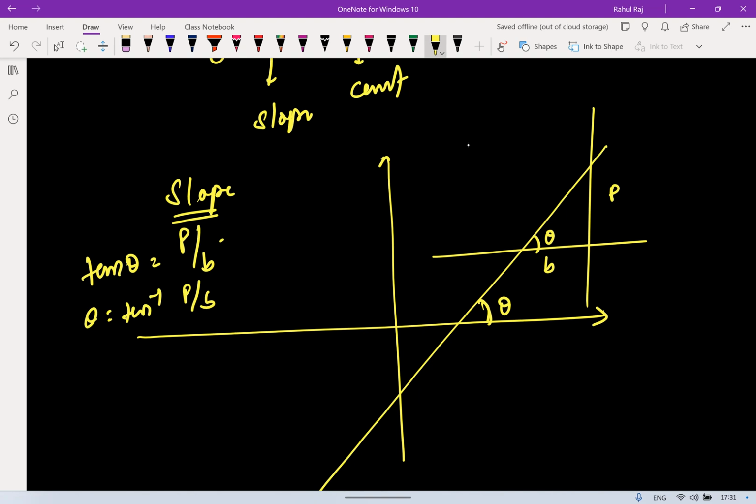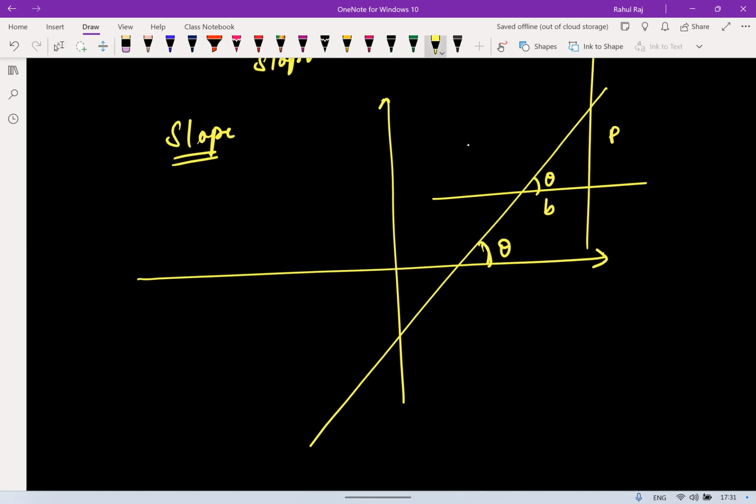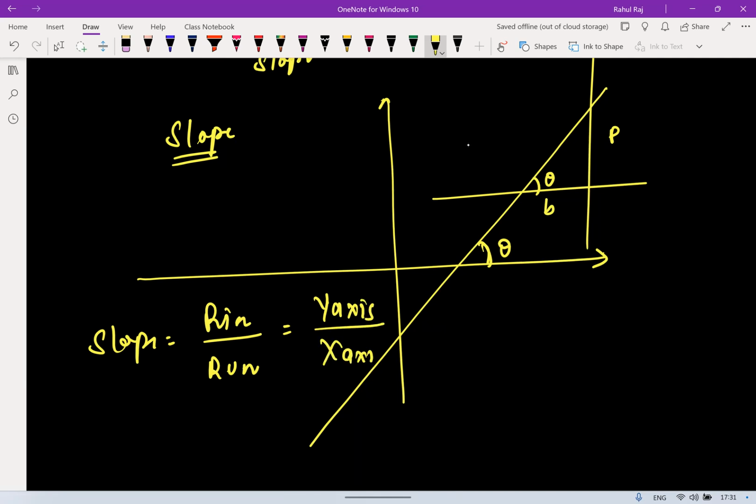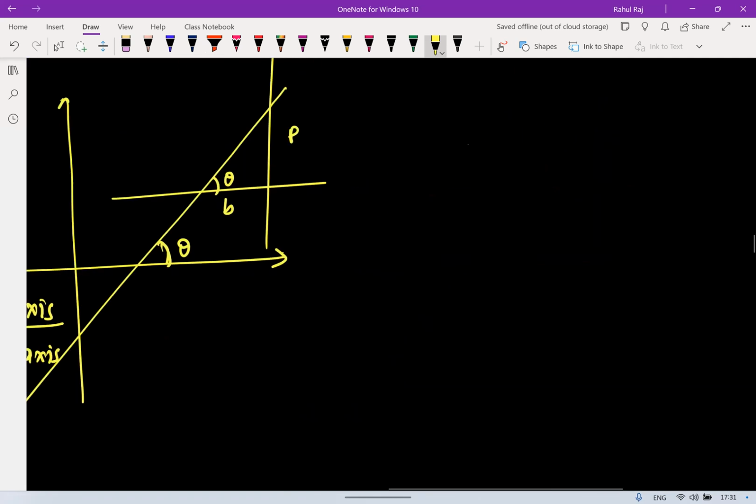But this is not something that we need to study. There is no coordinate geometry, there is no trigonometry that we need to use. For GMAT purposes, imagine slope is just rise by run. Rise is nothing but the y-axis, that is the difference in y-axis, by the difference in x-axis. Simple logic.